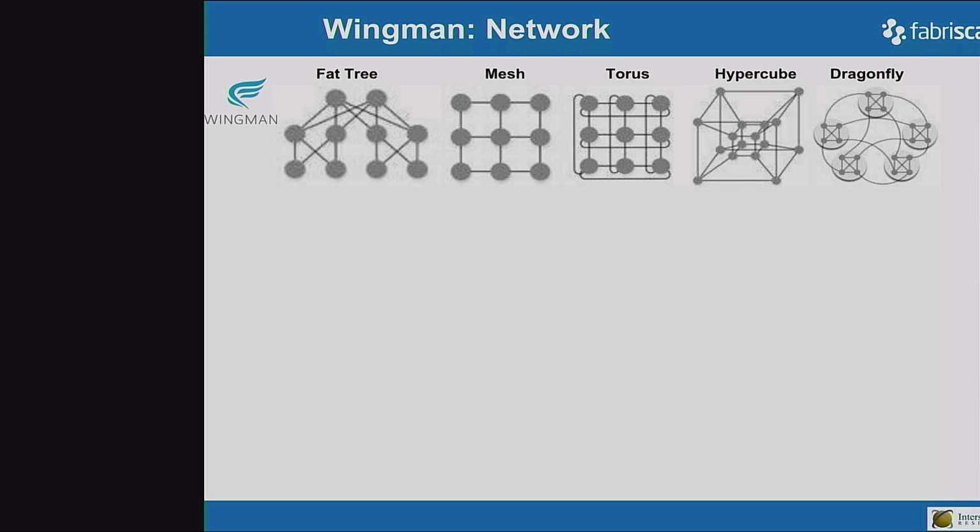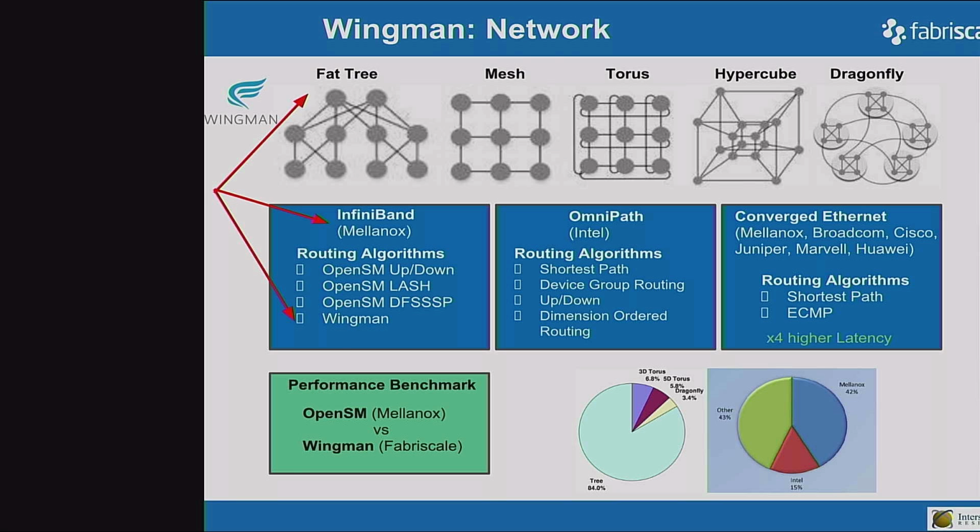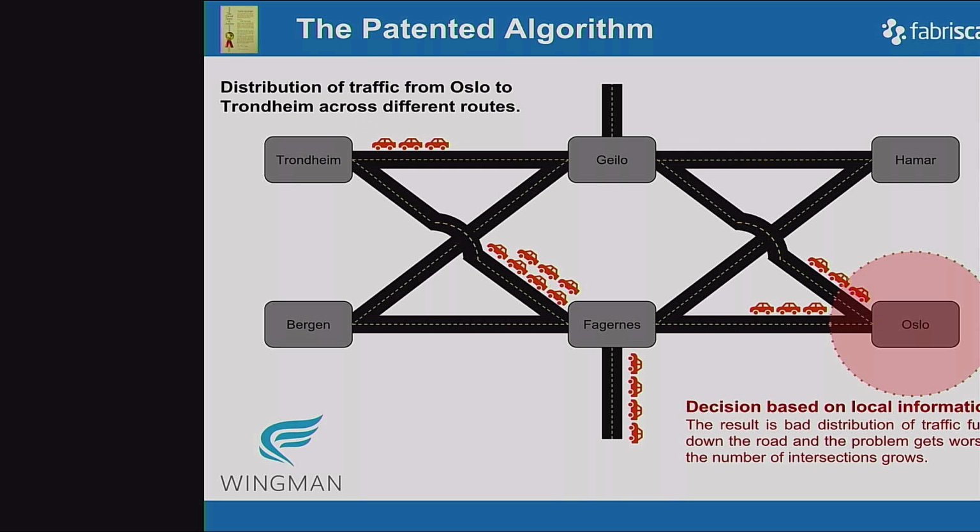So a few words, I'll start talking about Wingman, and then Cyrille will tell about the monitoring system, Hawkeye, later with a demo. So just to tell you where we are focusing on: fat-tree topologies. We are focusing on InfiniBand, and we are extending the current routing algorithms used by OpenSM with a Fabriscale routing algorithm. And I will show you a few performance benchmarks where we compare.